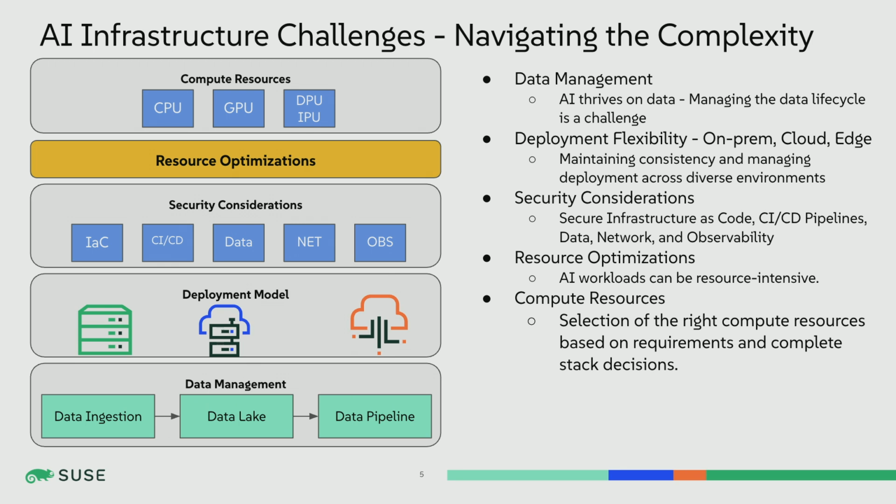Maintaining consistency and managing these deployments across these diverse environments could be a little bit difficult. For example, deploying a trained model for inference at the edge might require different packaging and optimization than something you're going to deploy in a cloud environment. Then we have heterogeneous hardware: CPUs, GPUs, and FPGAs.